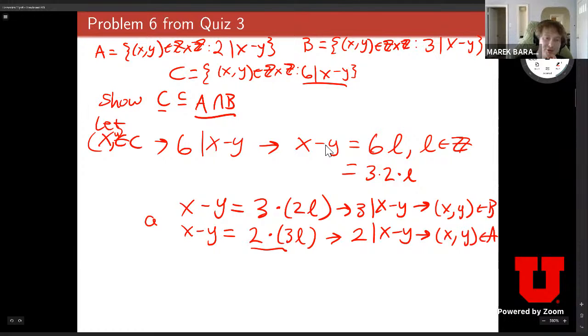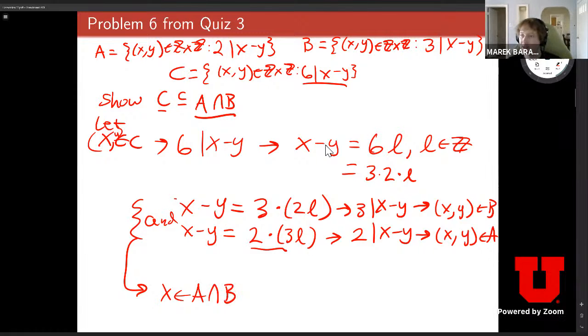And since both of these are true, this means that XY is in A intersect B by the definition of intersection. Everyone good with that?